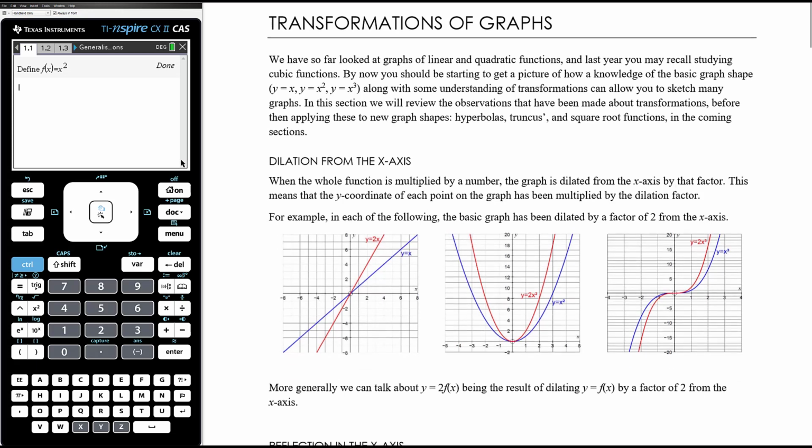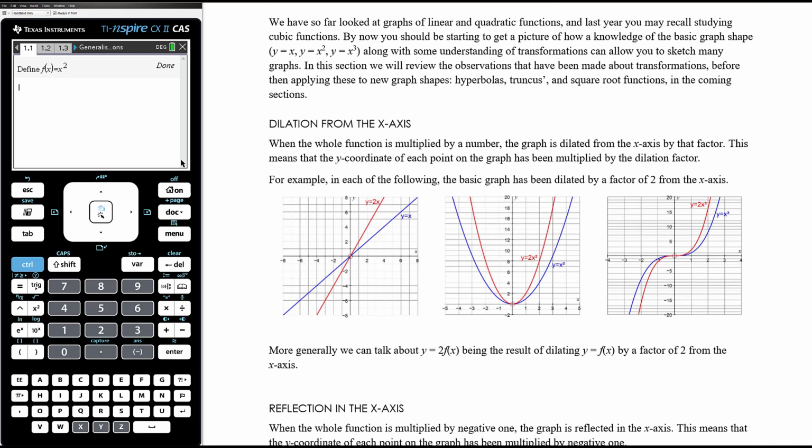So the first kind of transformation I want to look at is the dilation from the x-axis. And I've given these examples showing how it applies to the linear graph, the quadratic graph, and the cubic graph. Now, you might not be super familiar with the shape of the cubic graph. You would only have met it for the first time last year, and we'll review cubic and quartic functions later on in the semester. But I want to take these three different shapes.